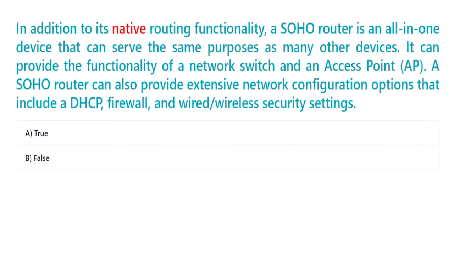In addition to its native routing functionality, a SOHO router is an all-in-one device that can serve the same purposes as many other devices. It can provide the functionality of a network switch and an access point, AP. A SOHO router can also provide extensive network configuration options that include a DHCP, firewall, and wired/wireless security settings. A. True. B. False.